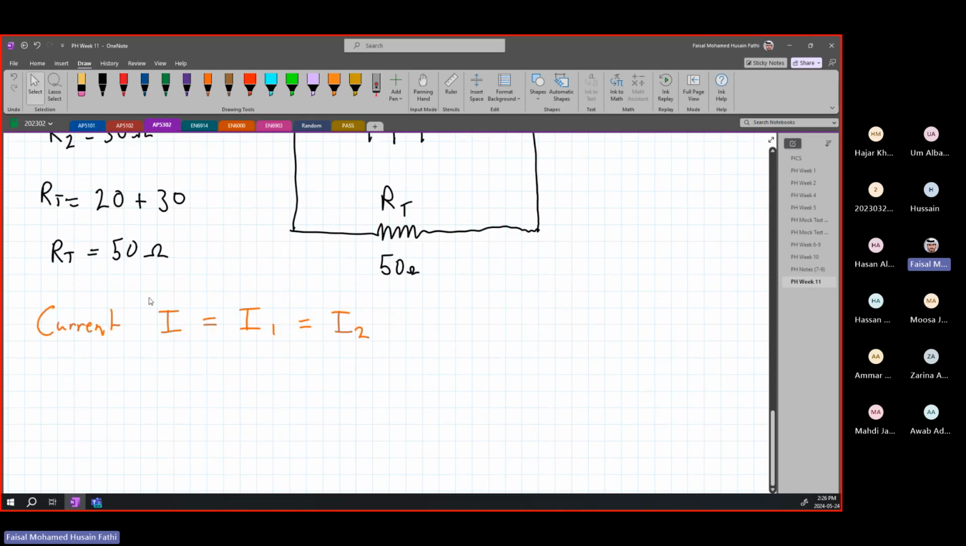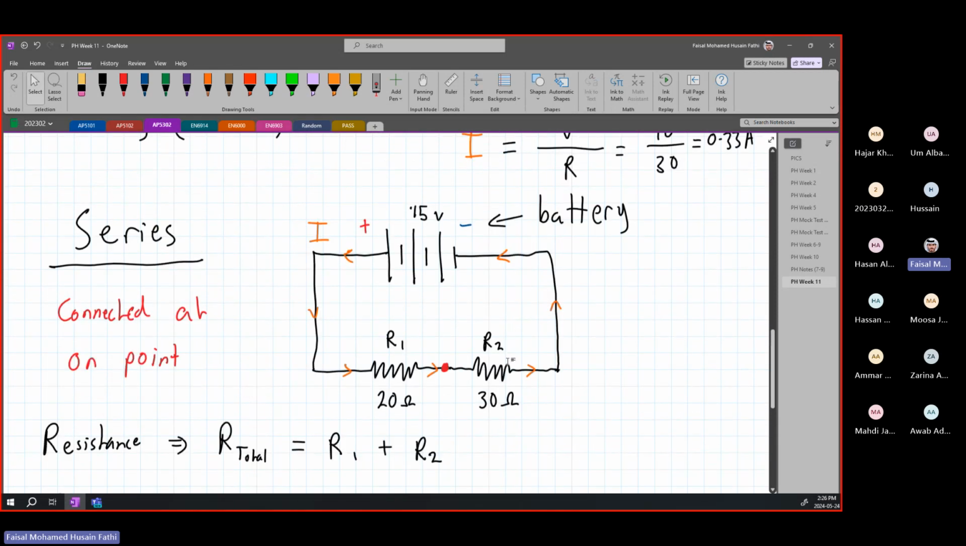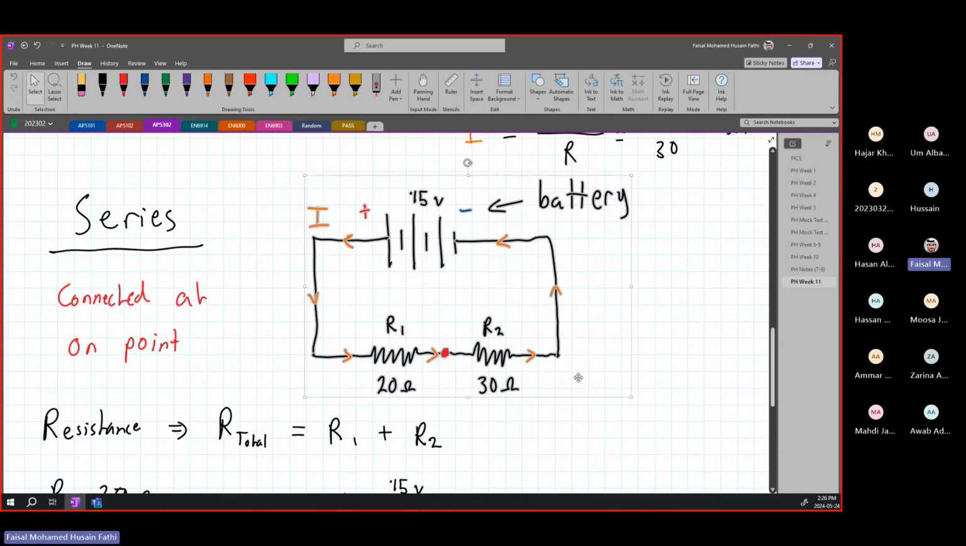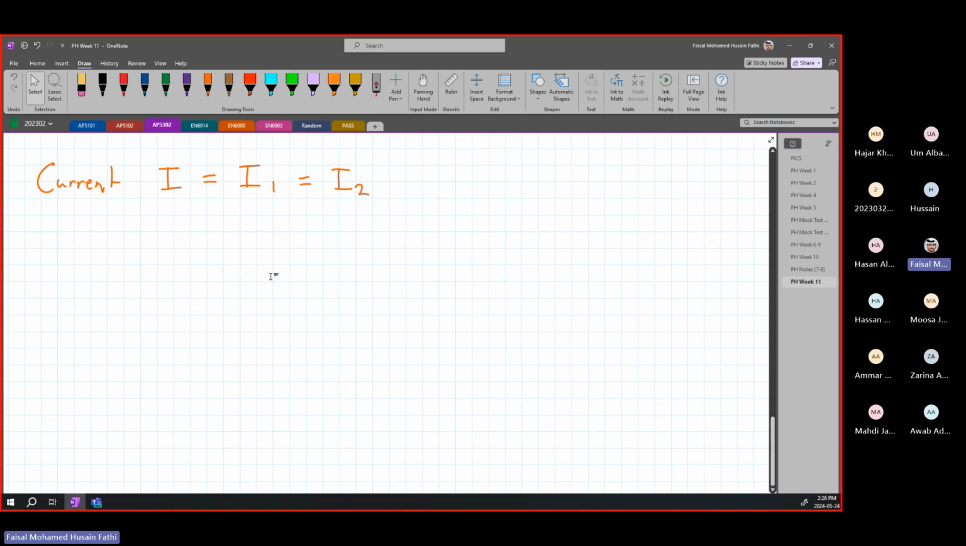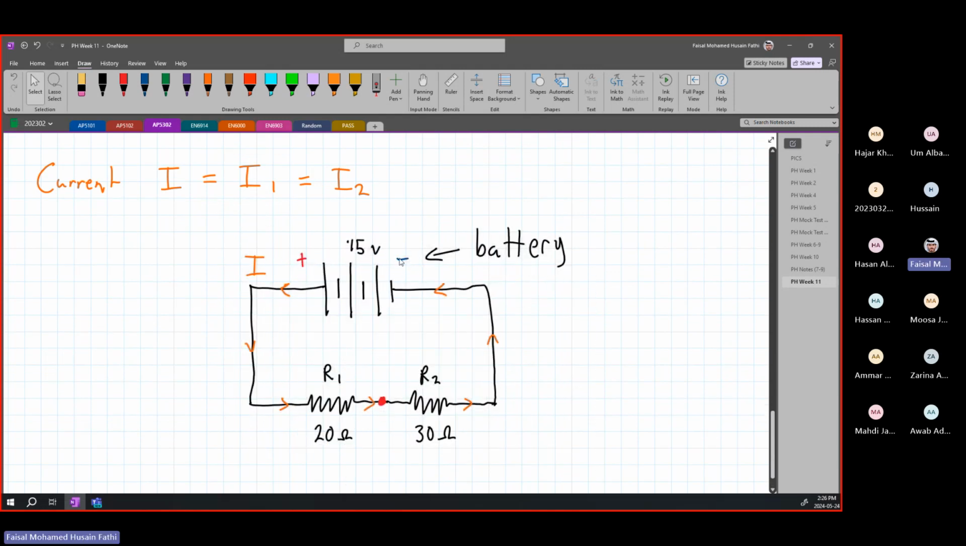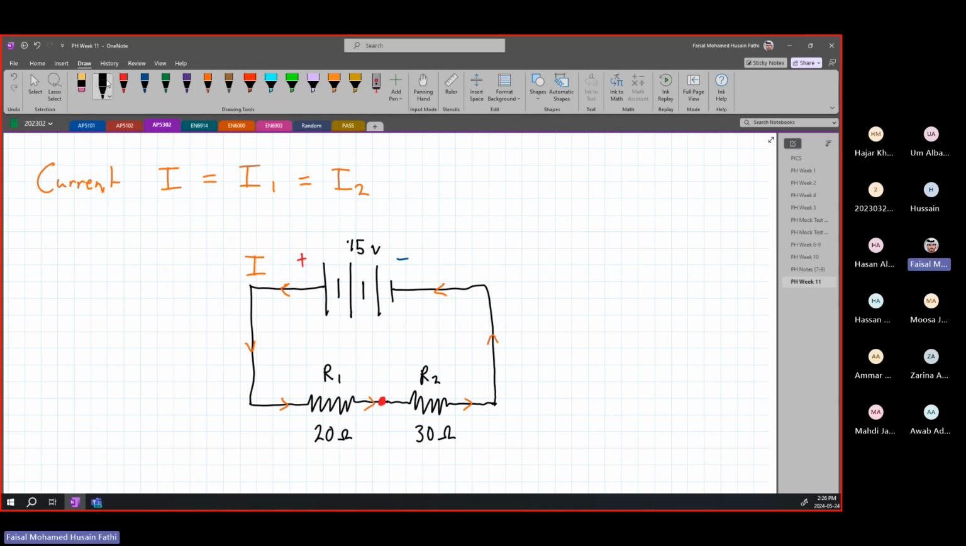The last thing, so we looked at resistance, R. We looked at current, I. The last thing we need to look at is voltage. So let me just copy paste this one more time. So if we want to talk about voltage, the voltage here is being supplied, which is 15 volts.